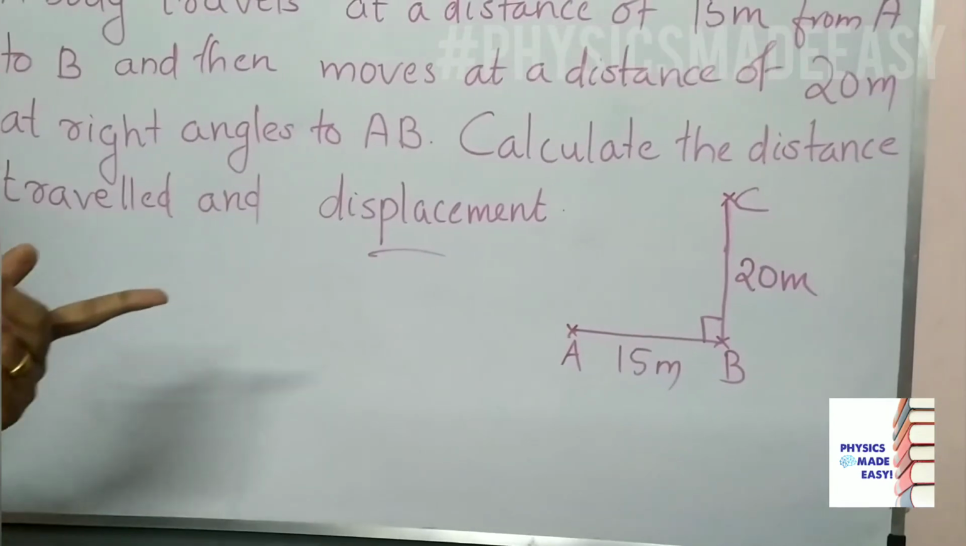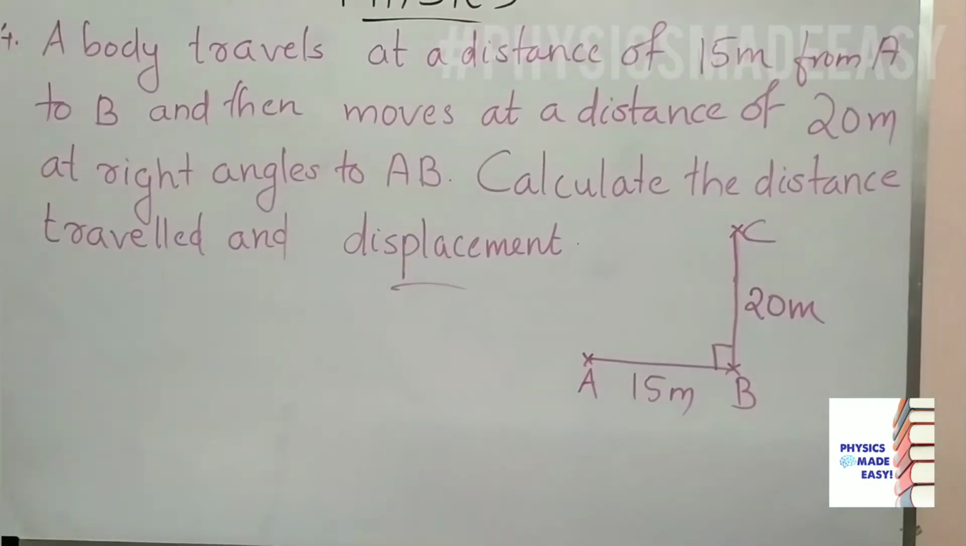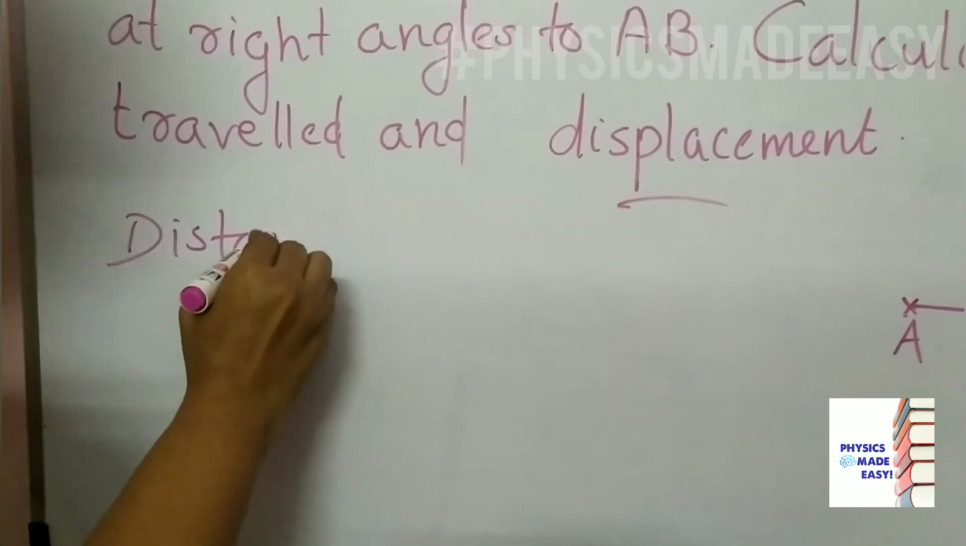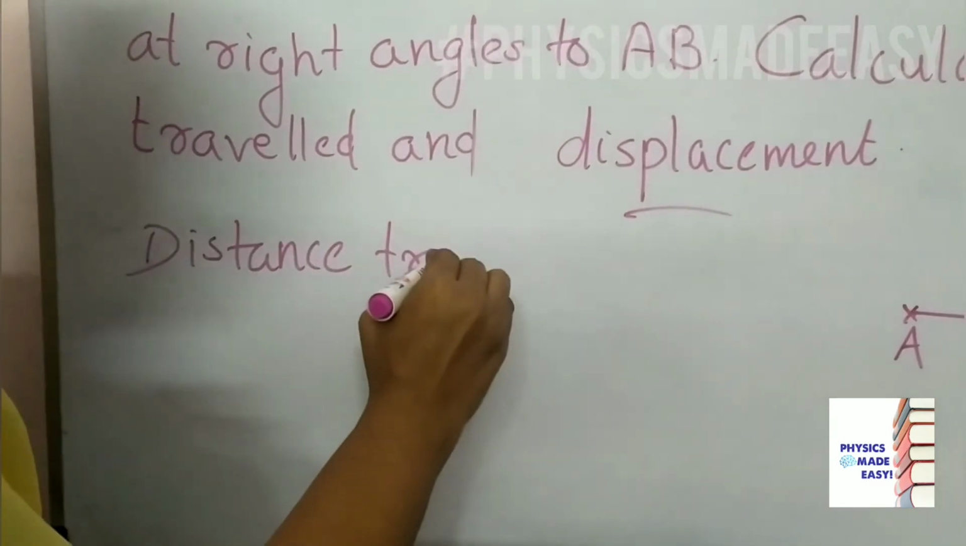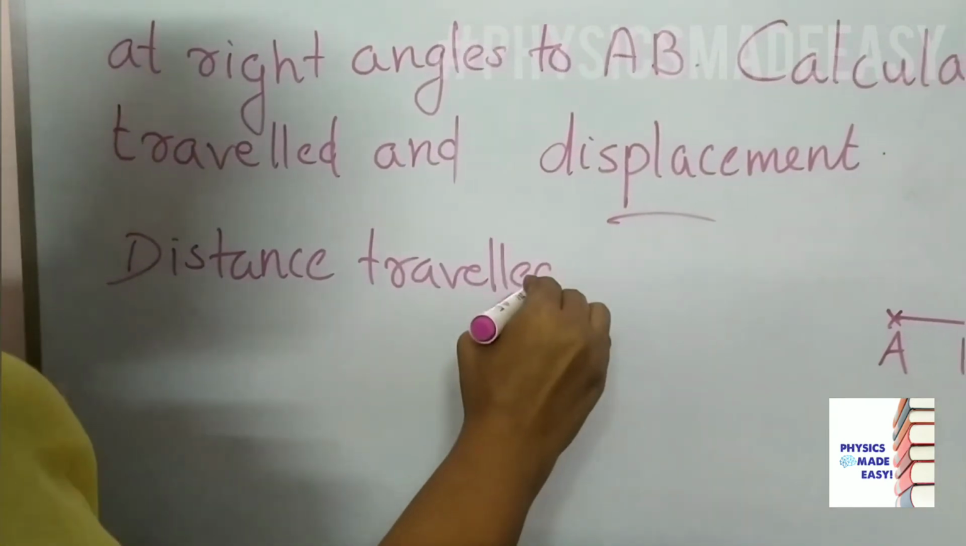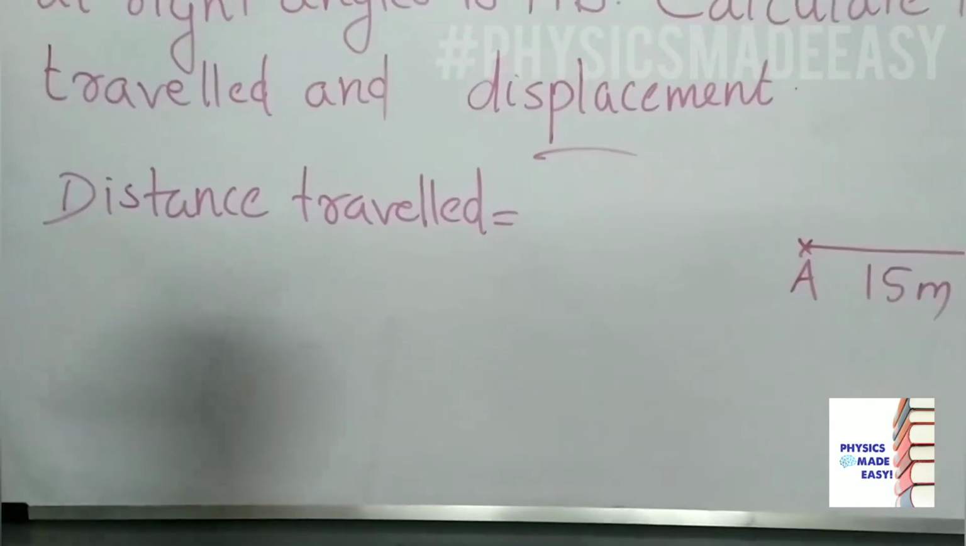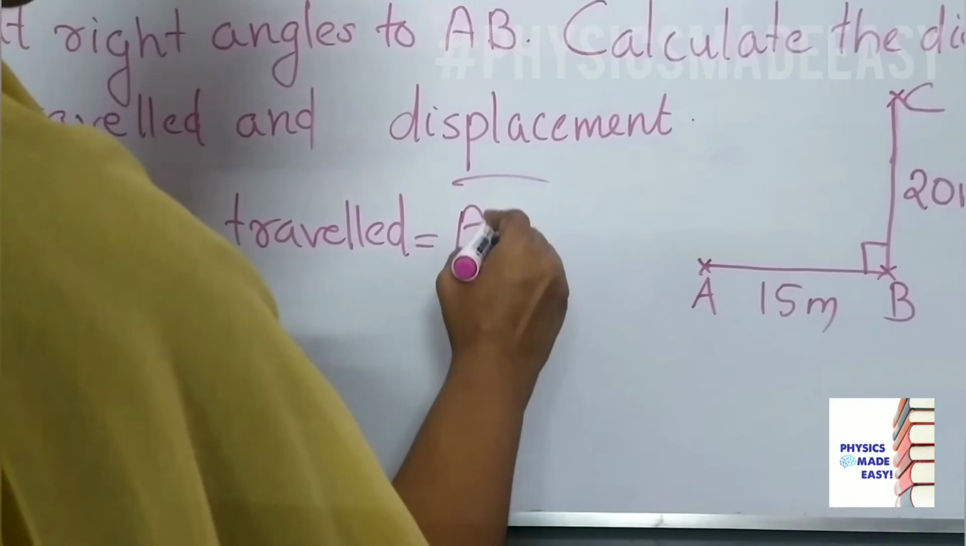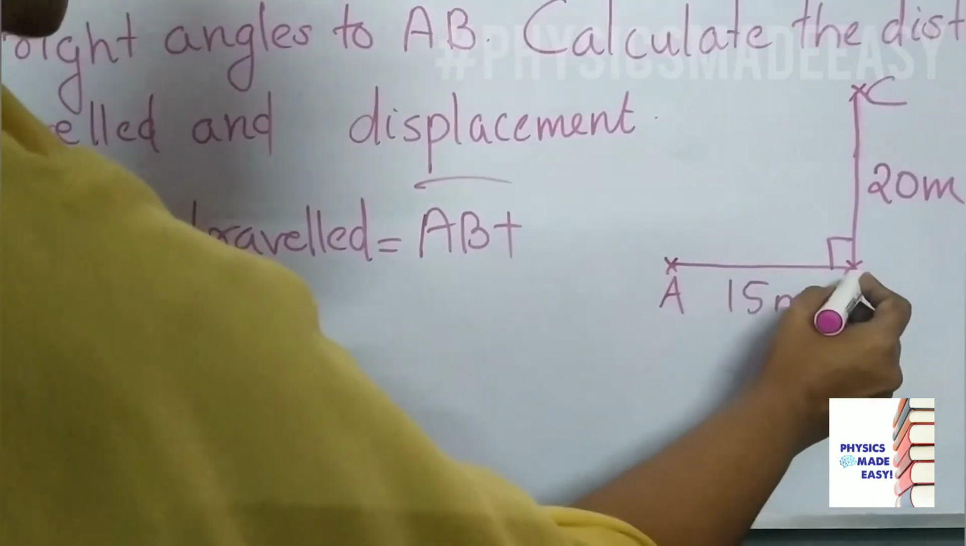Here you have to find the distance travelled. So distance travelled is equal to, here you can see, starting from A going to B, so AB plus BC.